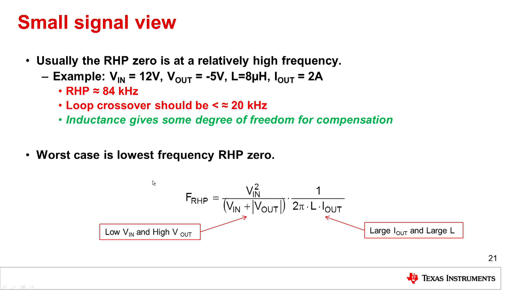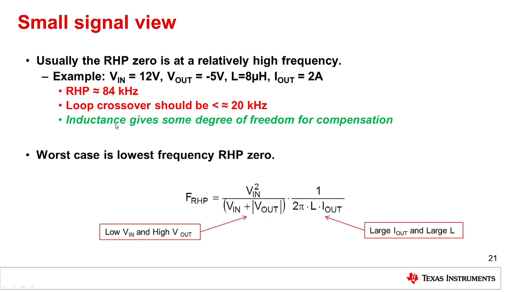So let's take a look a little more closely at this. The formula for calculating the right half plane zero, which we saw a couple of slides ago, I reproduced here. It's not too difficult to calculate. It depends on quite a few things: the input and output voltage, the value of your inductor, and the output current. So, as an example, for 12 volts in, minus 5 volts out, an 8 microhenry inductor and 2 amps out, the frequency of the right half plane zero is approximately 84 kilohertz.